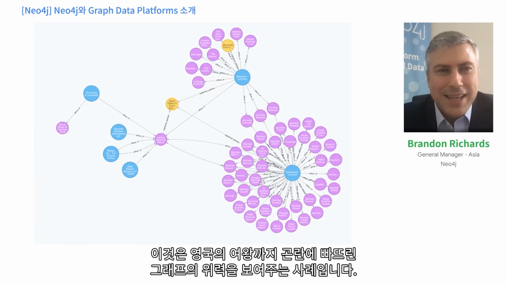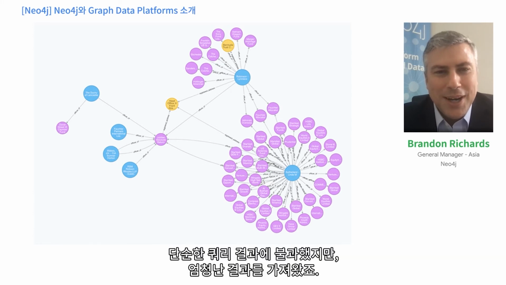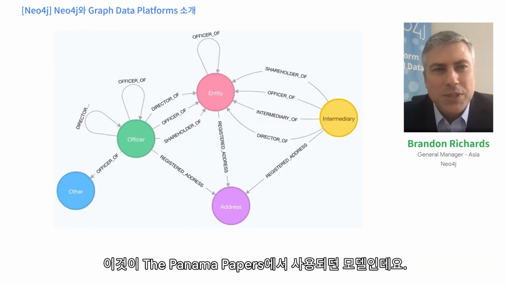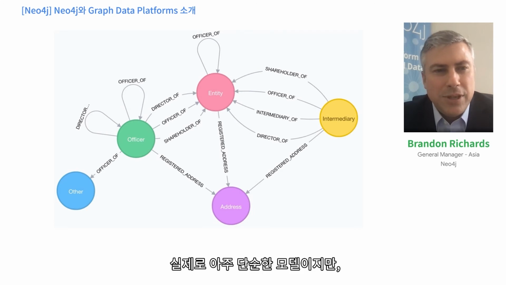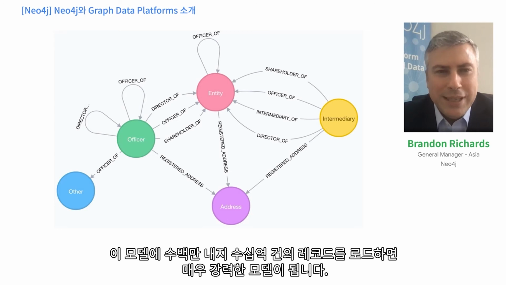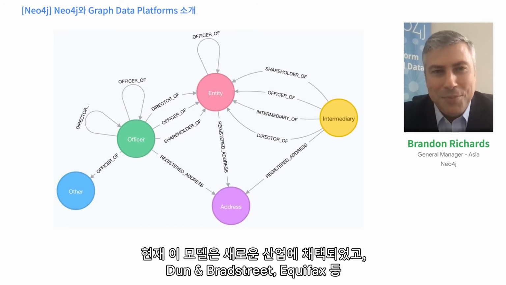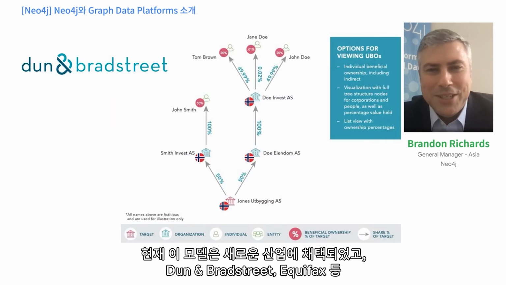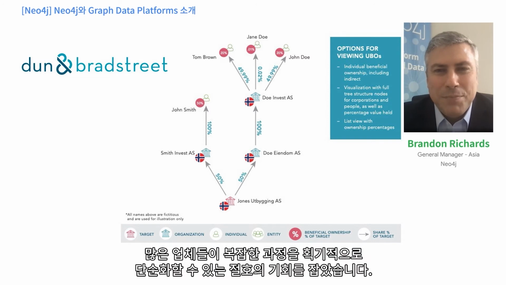This is an example of the graph that got the Queen of England in trouble. So this is the output of a simple query, and just an example. This was the model that was used in the Panama Papers. It's actually a fairly simple model, but when you load millions or billions of records into this model, it becomes really powerful.